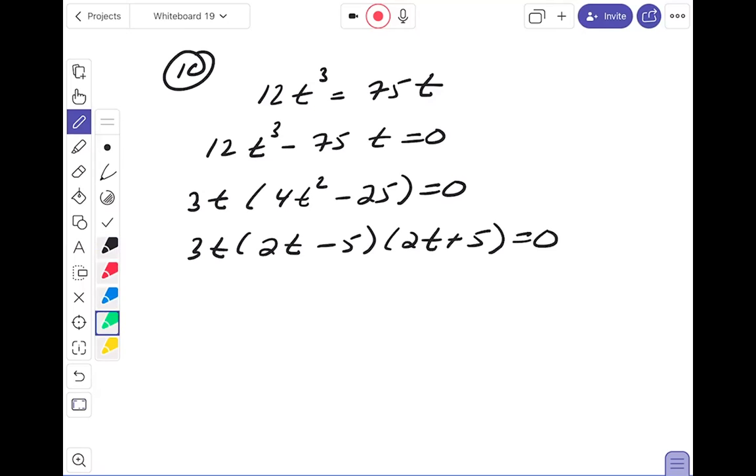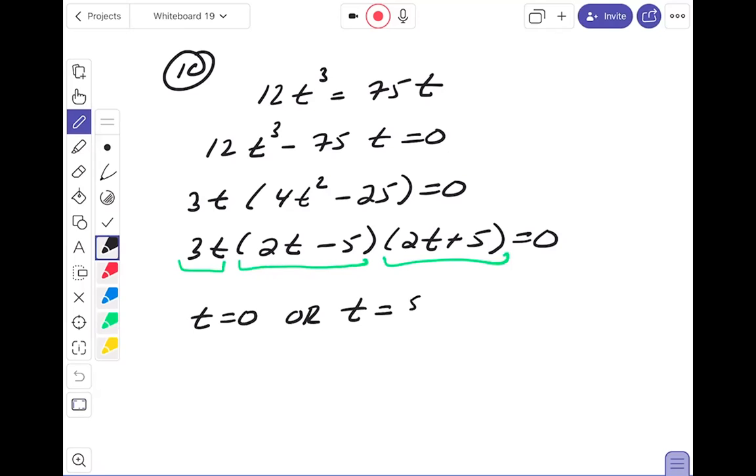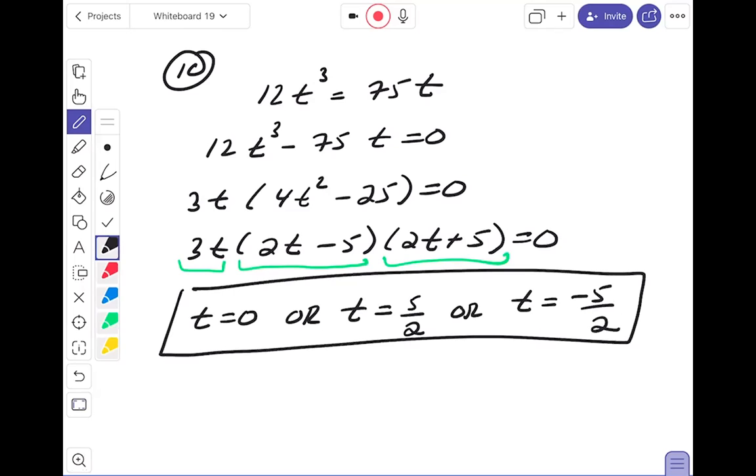And again, I'm looking at this. I'm going to use that as a factor, that as a factor, that as a factor. When do those factors become 0? Well, 3t becomes 0 when t is 0, or the second guy becomes 0, that's 2t minus 5, by adding 5 to both sides and dividing by 2, or the third guy becomes 0 when you subtract 5 from both sides and divide through by 2. Okay, look at the key, and I hope you're staring at those guys. 0, 5 halves, minus 5 halves.